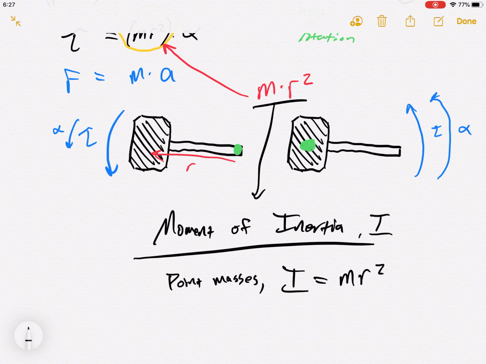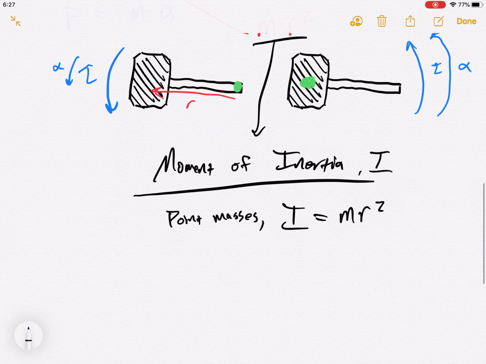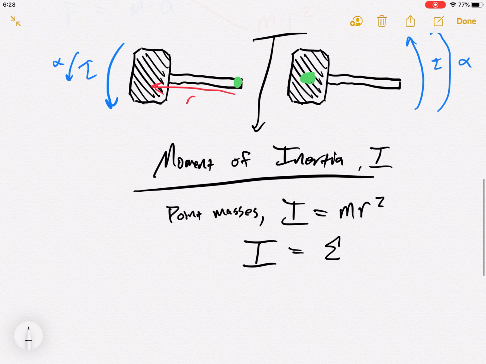If you have lots of point masses, you would add them all up. So if I had several, I would say this is the sum, like say i equals 1 to n, where n is the total number of m_i r_i squared. Again, that's just m1 r1 squared plus m2 r2 squared plus dot dot dot. I think you get the picture. Great.